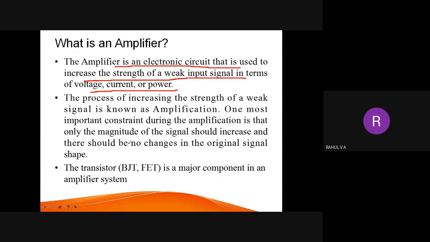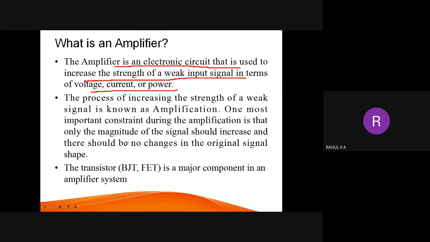If I speak in front of a mic, it will produce an output of very small voltage and very small current, so the power is also very small. The output of a microphone is very low, in terms of millivolt and microampere. So it is a weak signal. An amplifier will increase the strength of this weak signal. The process of increasing the strength of a weak signal is known as amplification.